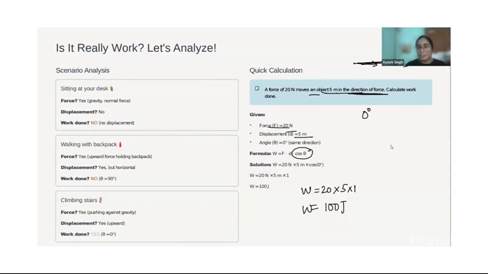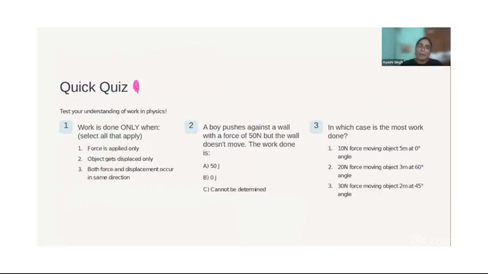Now let's do some questions. Okay, so work is done only when, you can select multiple options: force is applied only, objects get displaced only, both force and displacement occur in the same direction. Okay. Second question: a boy pushes against a wall with a force of 50 Newton, but the wall did not move. No displacement. So the work done is 50 joules, 0 joules, or cannot be determined.